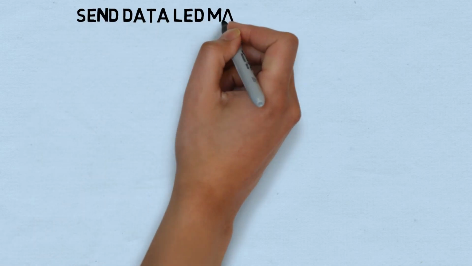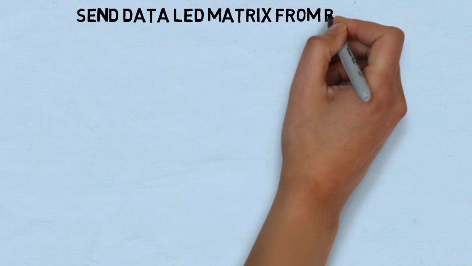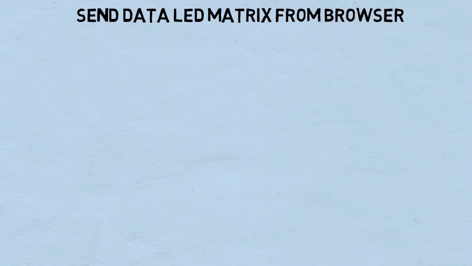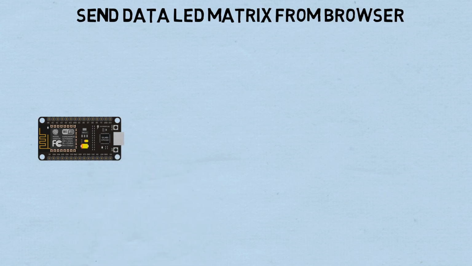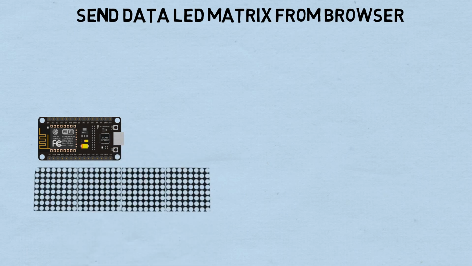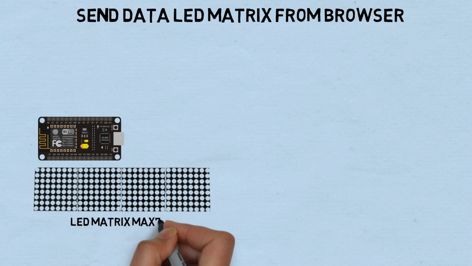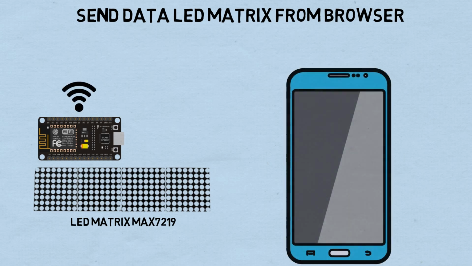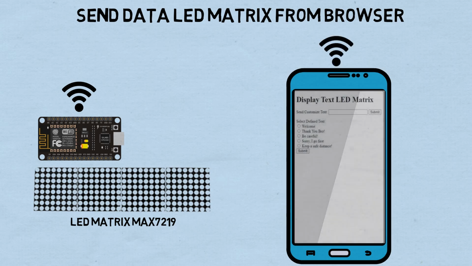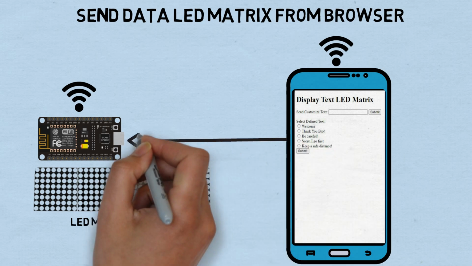In this video, I will show you how to send data to display on an LED matrix from a browser using a web server library. In this tutorial, I use ESP8266 as the LED Matrix Max7219 controller. ESP will connect to the internet using a Wi-Fi connection. Using Wi-Fi on the same network as the ESP device, from a smartphone browser, I will access the ESP's IP address. On this web server page, I can send text to ESP, and then ESP will show the text on the LED matrix.